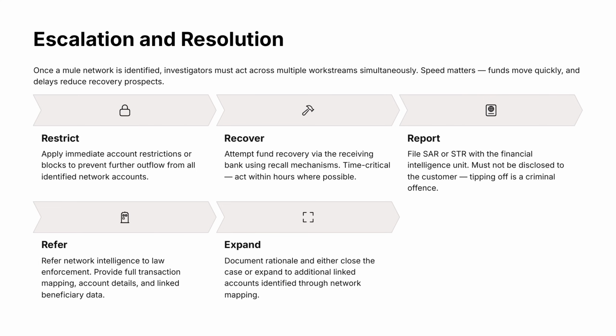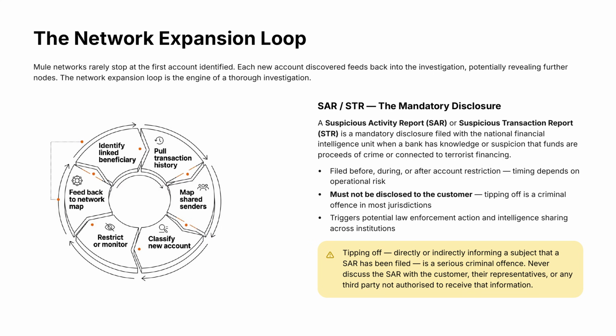Fourth, refer. Pass network intelligence to law enforcement. Provide full transaction mapping, account details, and linked beneficiary data. Fifth, expand. Document your rationale and either close the case or expand to additional linked accounts identified through network mapping. Mule networks rarely stop at the first account identified. Each new account discovered feeds back into the investigation, potentially revealing further nodes. The network expansion loop is the engine of a thorough investigation.